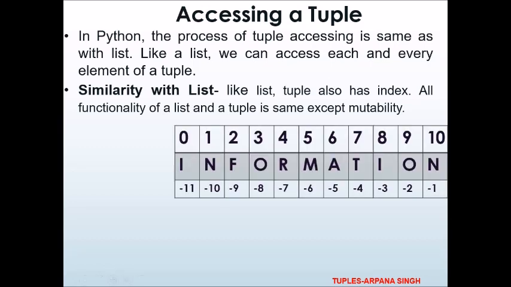So if this is a tuple, say INFOR, this is a tuple where each character is stored at a different location. So this is the forward indexing beginning from the first element of the tuple. This is forward indexing, and this is backward indexing from the right-hand side, that is from the last element n, -1, -2, -3 and so on. So that is backward indexing.